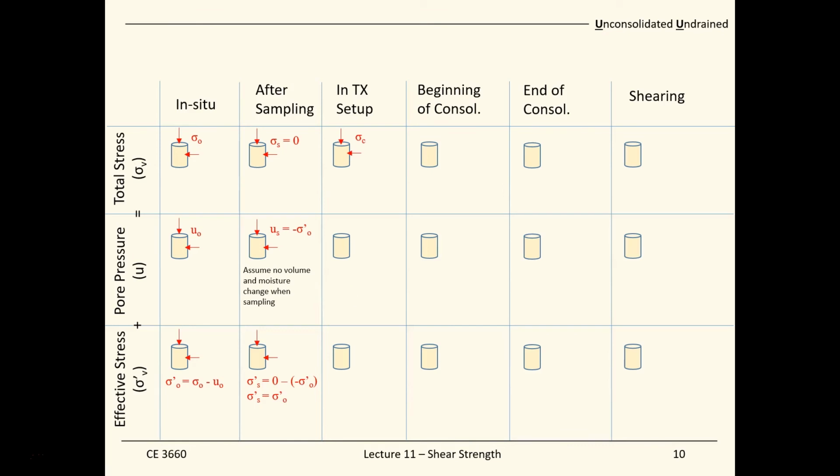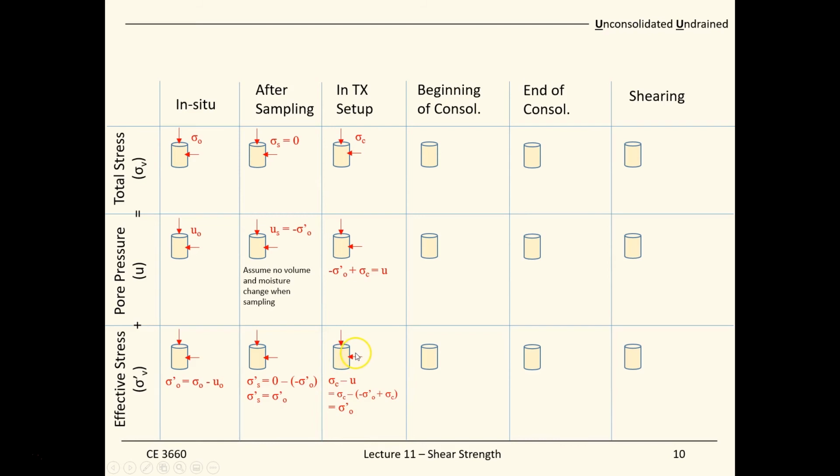The next stage is we have the soil samples and we mount them on a triaxial setup. The triaxial setup has a pressure chamber, so we can apply a cell pressure, sigma C, a total stress on it, and update the pore pressure. The pore pressure from sampling is negative sigma' i0, and now we add the cell pressure on that. So now we have the new pore pressure.